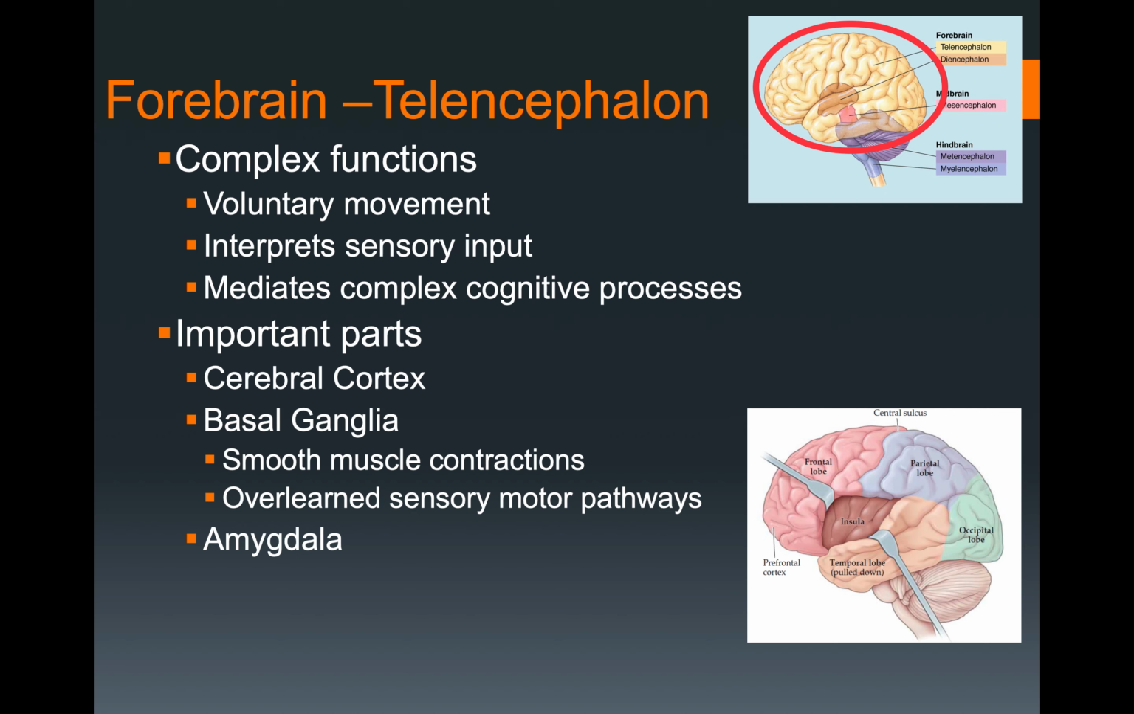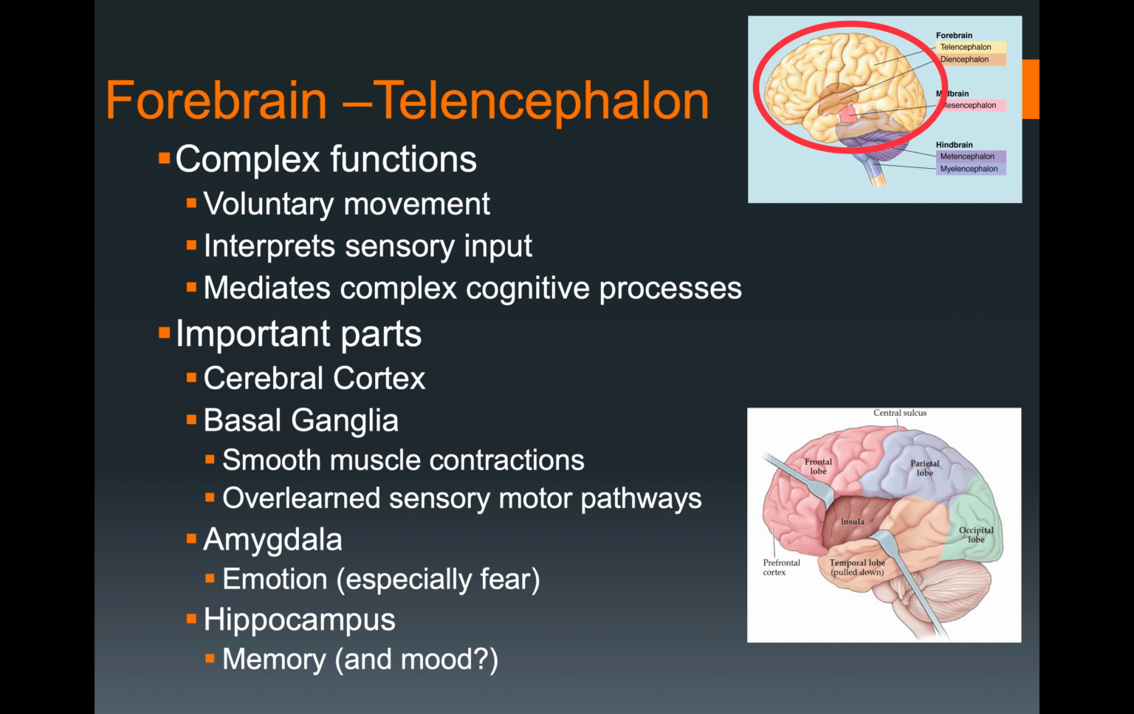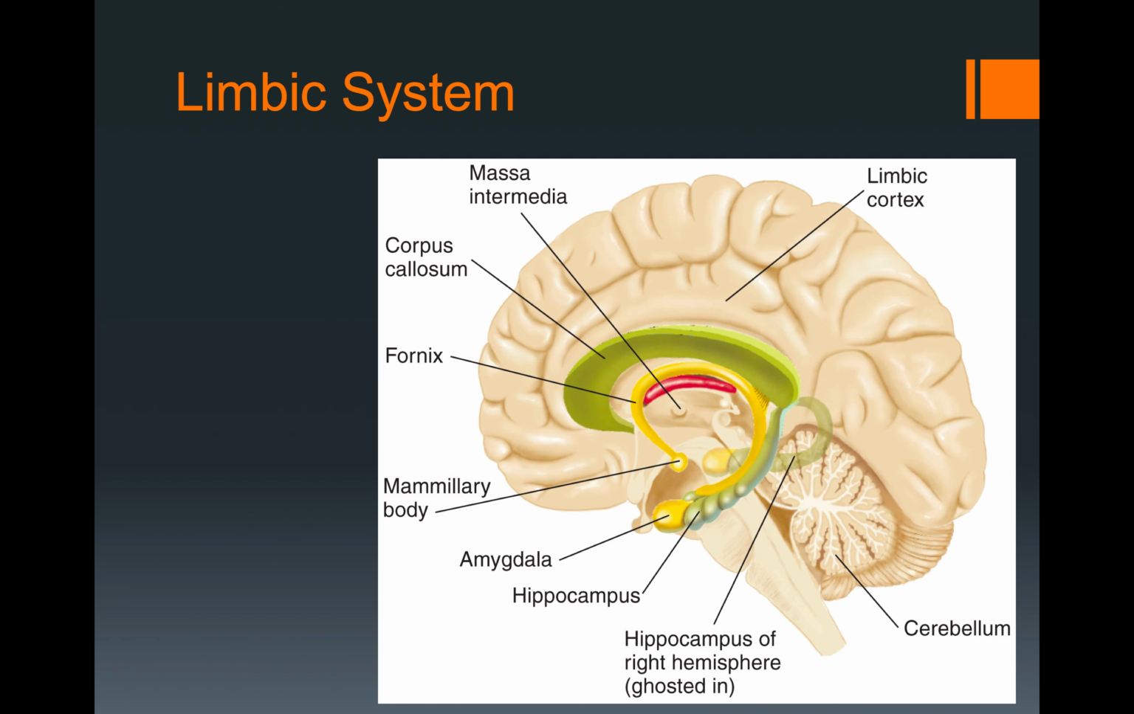The amygdala, which I believe there's a picture of on the next slide, is involved in emotion, and we know it's particularly involved in fear. Now, whether it's more involved with fear than other emotions, or fear is just easier to study in animal models, it's hard to say. And then the hippocampus, which is involved in memory formation, the use of spatial memory, and seems to be involved in mood as well.